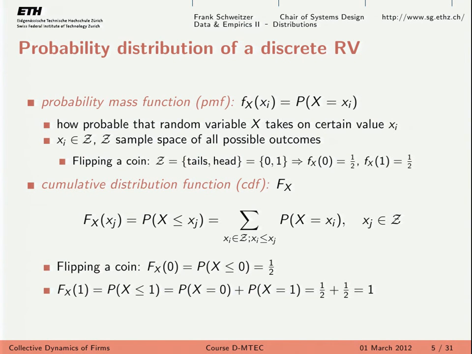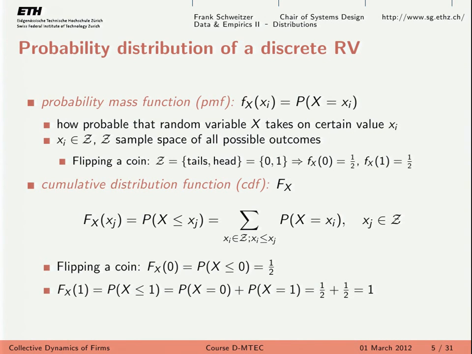So, okay. In order to describe the probability distribution of our variables, we have to introduce two different notions of the probability distribution. The first is called the probability function or probability mass function in mathematics, and the second is called the cumulative distribution function. And the latter one is just the sum or the integral of the former one.